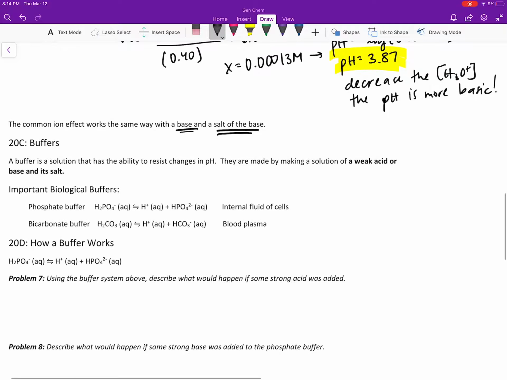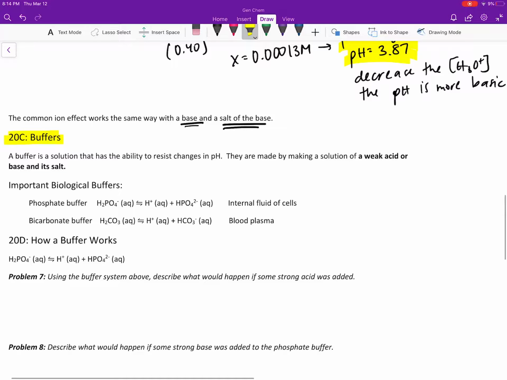All right, so what this brings us to now is the topic of buffers. And buffers are going to be super important. You're going to see a whole worksheet on just buffers in just a few lessons or two. And so what is a buffer? Well, a buffer is a solution that has the ability to resist changes in pH, meaning if I add something that's a common ion, it's not going to fluctuate the pH very much, meaning it's not going to go from 2.29 to 3.87. It's going to go like 2.29 to 2.31. Very small changes.